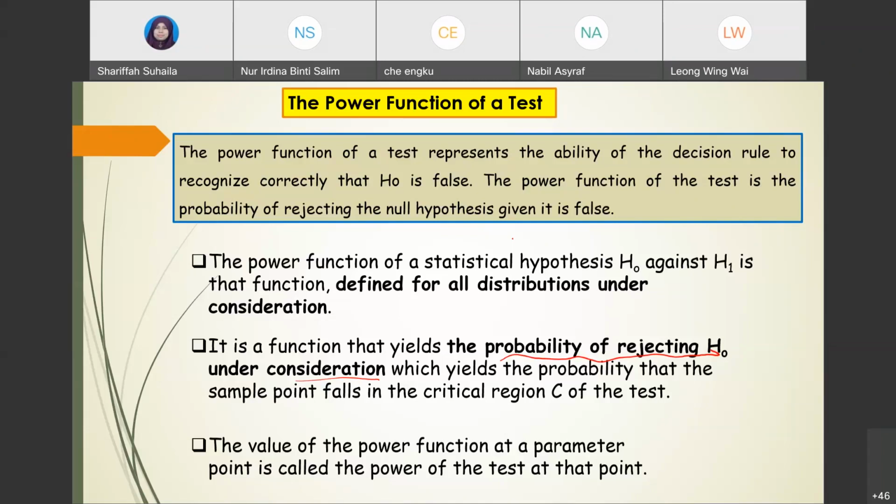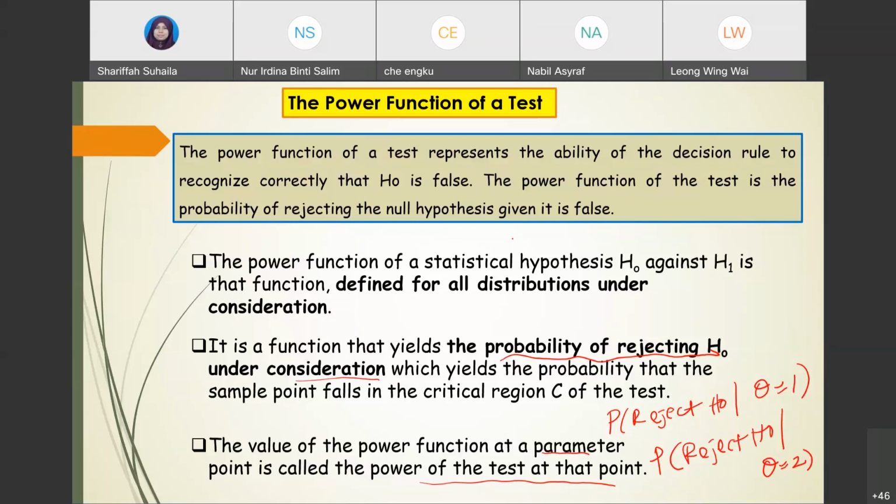Okay, so the idea the power function ni apa, probability of rejecting H naught? So depends lah H naught dia berapa, ataupun depends on the parameter, sorry ya. The value of the power function at a parameter point is called the power of the test at that point. Okay, it depend pada parameter dia. Parameter katakan probability kita reject H naught when theta equals to 1. And then probability reject H naught when theta equals to 2. So it depends. So that is your power function. So depends on the parameter.